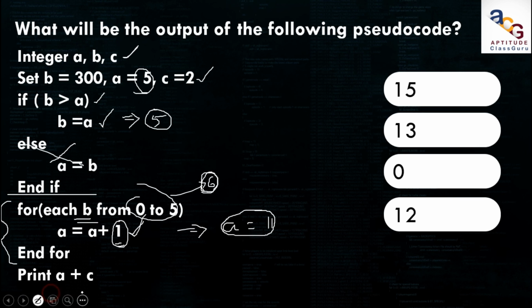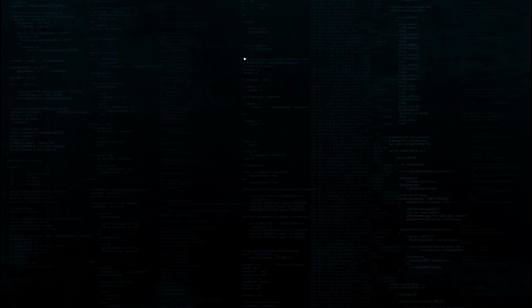And finally it is printing A plus C. What is the value of A? It's 11. What is the value of C? It is 2. So if both are added, the answer will be 13. Look at the next problem.